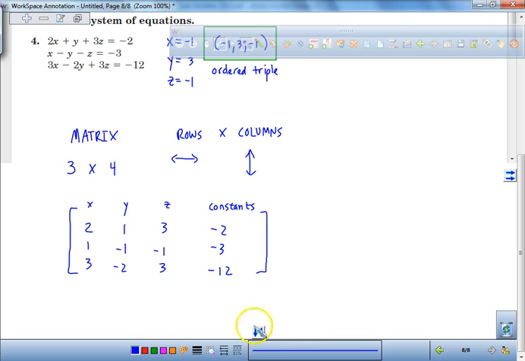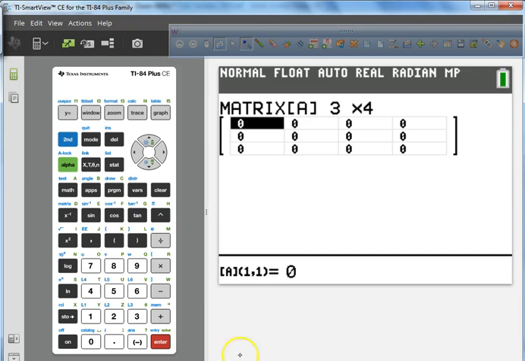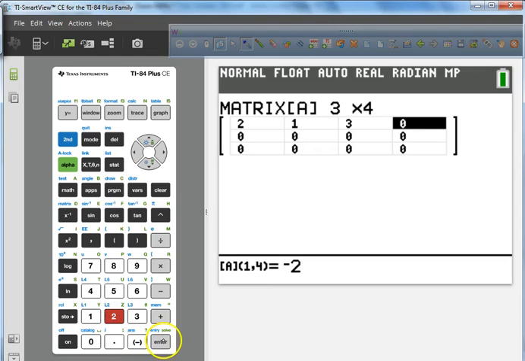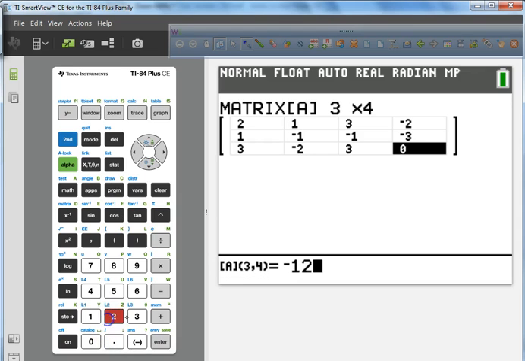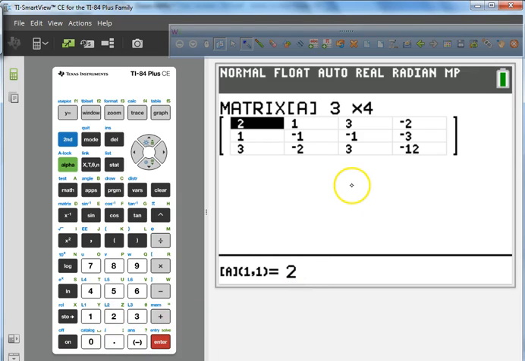So help me out. We got a 2, a 1, a 3, and a -2. So I got that one. Okay, so 2, 1, 3, -2. And what's our second row? 1, -1, -1, -3, okay. And then the last row. 3, -2, 3, -12, okay. Very important that we make sure everything's matched up, okay?